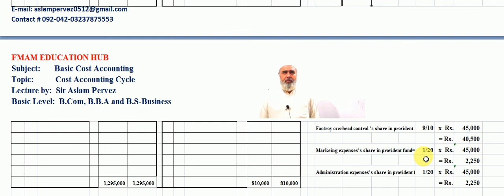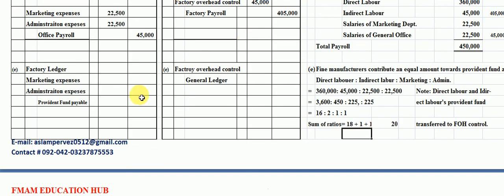Marketing expenses is 1 out of 20 multiplied by 45,000 rupees. This is the amount 2,250 rupees. Same as below, in admin expenses, also 2,250 rupees here. Now we pass the entry in the book of head office and the factory office book.